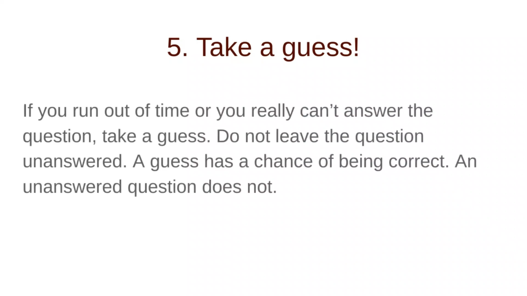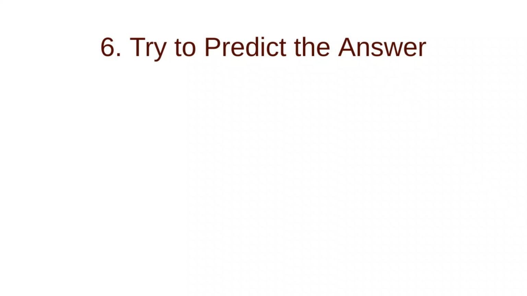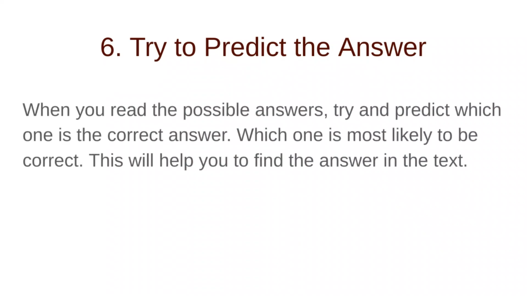Number 5. Take a guess. If you run out of time or you really can't answer the question, take a guess. Do not leave the question unanswered. A guess has a chance of being correct. An unanswered question does not. Number 6. Try to predict the answer. When you read the possible answers, try and predict which one is the correct answer, which one is most likely to be correct. This will help you find the answer in the text.